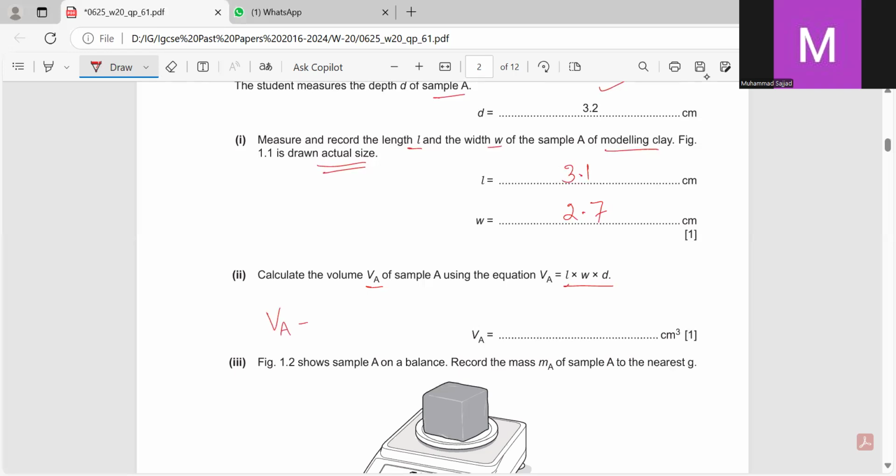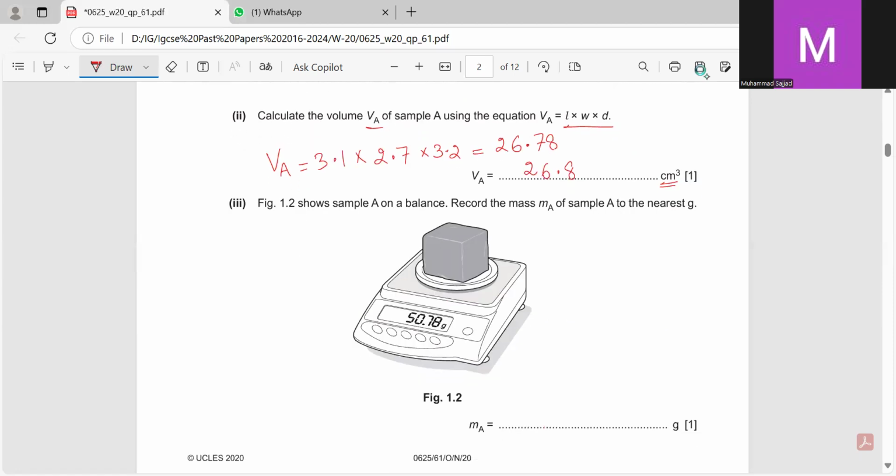So VA will be equal to 3.1 times 2.7 times 3.2. As we simplify them all, we are getting the answer roughly equal to 26.78. So we can round it off to 26.8, and the unit is given, centimeter cube.